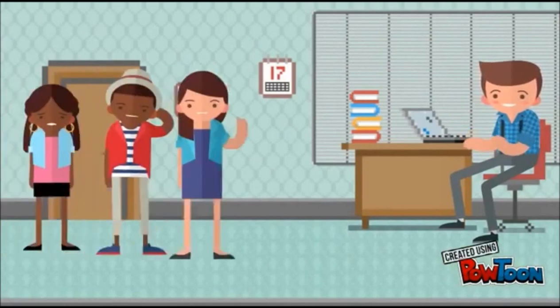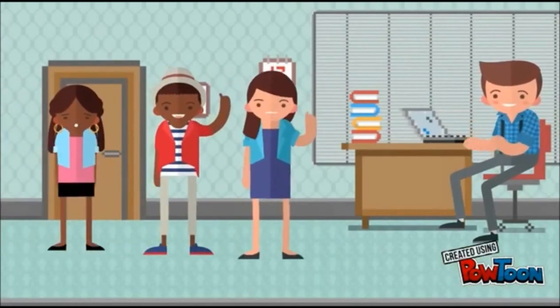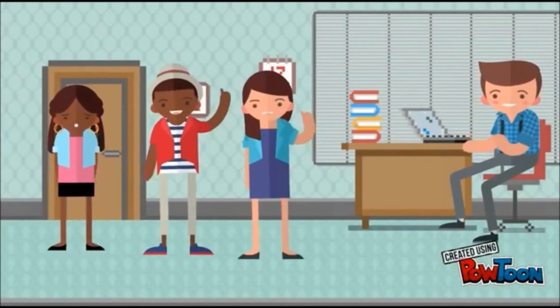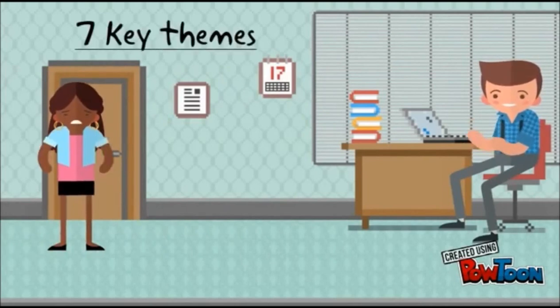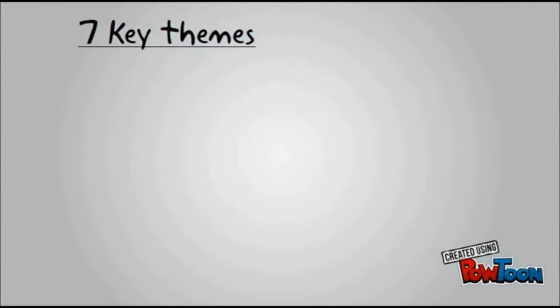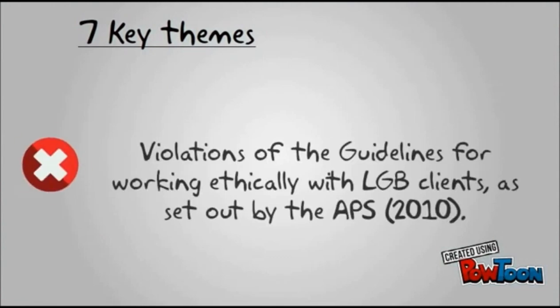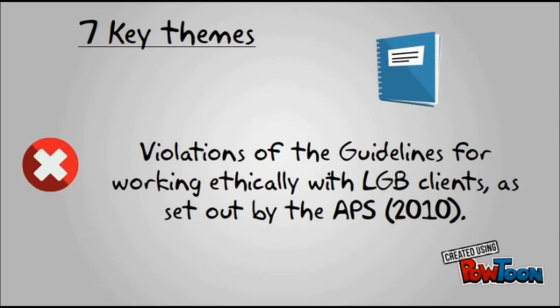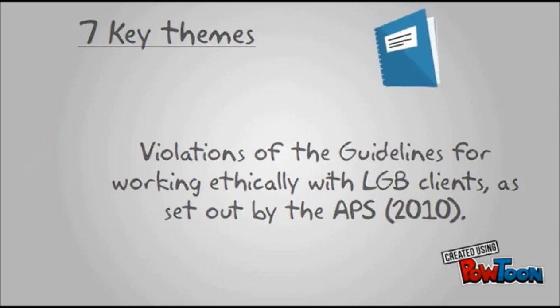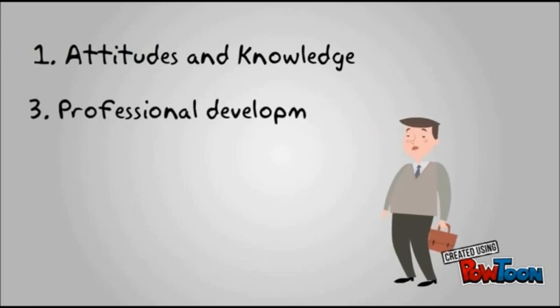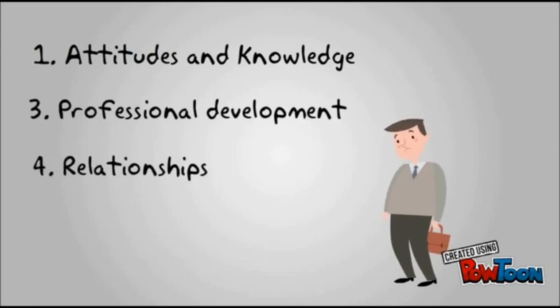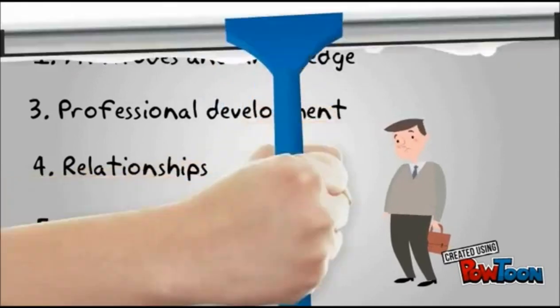Shelton and Delgado Romero analysed the retrospective experiences of LGB clients in psychotherapy and suggested that there are 7 key themes that encompass microaggressions within the therapeutic relationship. Within these themes, there is evidence of violations of the APS LGB guidelines. Specifically, all themes show violations in respect to Guideline 1, Attitudes and Knowledge, Guideline 3, Professional Development, Guideline 4, Relationships, and Guideline 5, Bisexual clients.